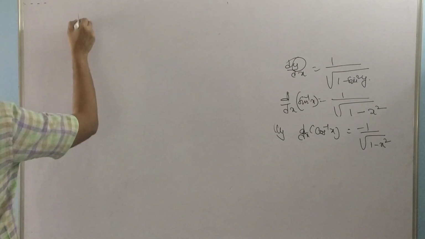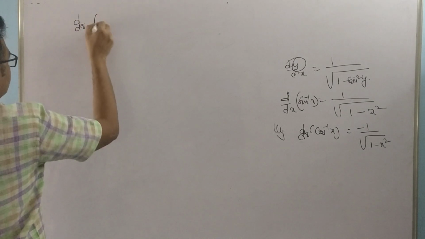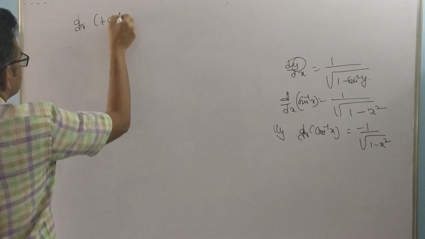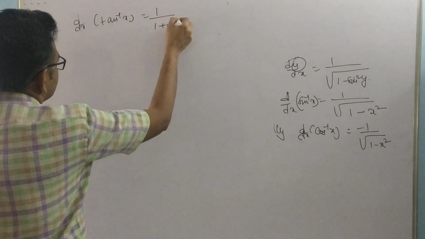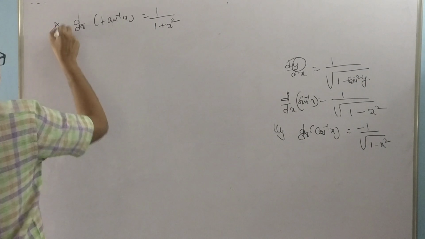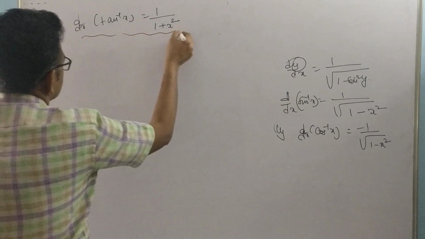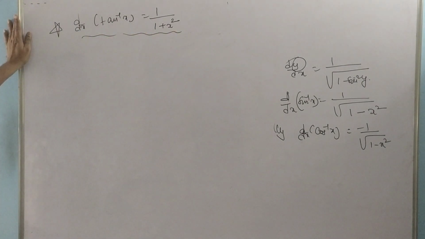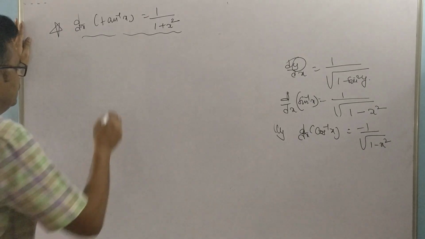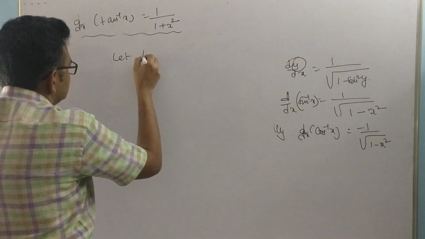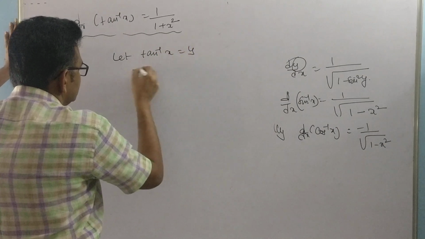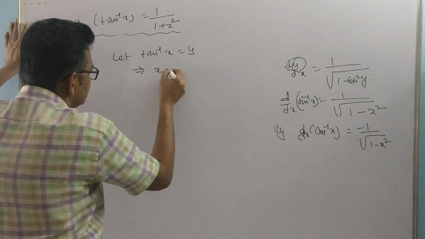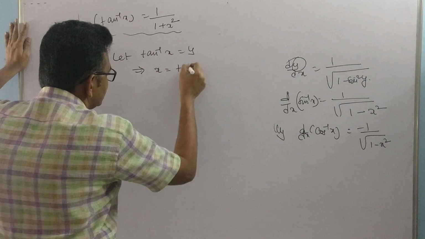Next one, derivative of tan inverse of x is equal to 1 by 1 plus x square. Let tan inverse of x is equal to y, which implies x is equal to tan y.